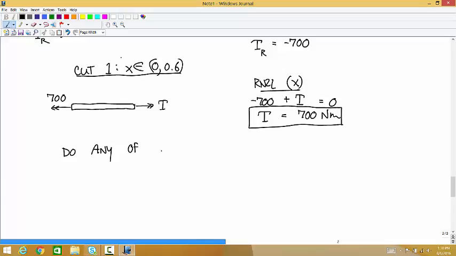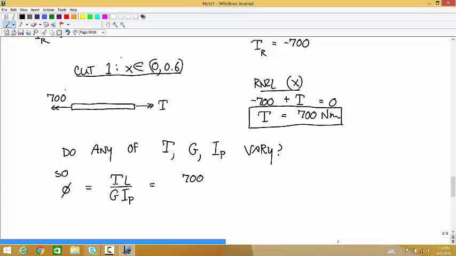So do any of these change over the length of the beam? T, G, or the polar moment of inertia? Any of those vary? No. So we're just going to use that simple constant value formula. So the angle of twist is just equal to the torque times the length over G IP.